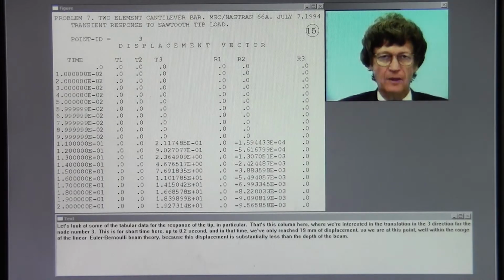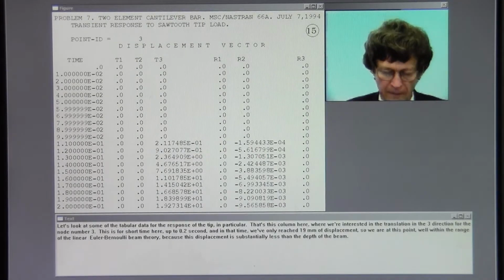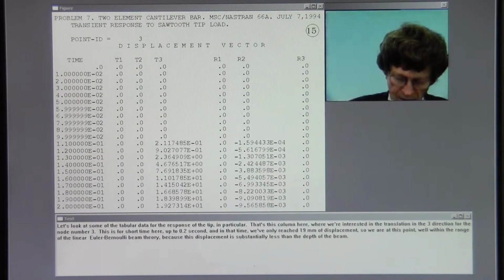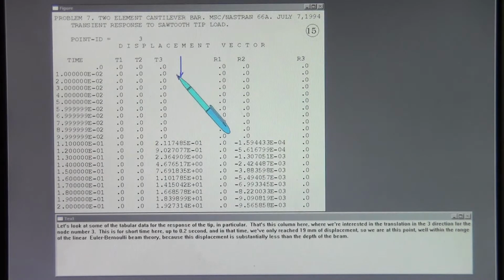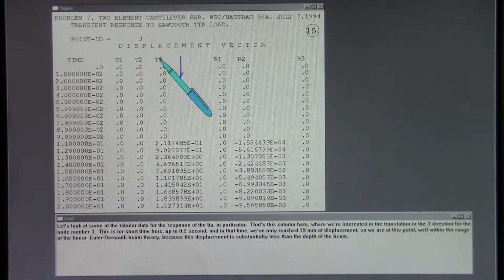Let's look at some of the tabular data for the response of the tip in particular. That's this column here where we're interested in the translation in the 3 direction for the node number 3. This is for short time here up to 0.2 of a second, and in that time we see we've only reached 19 millimeters of displacement. So we're at this point well within the range of the linear Euler-Bernoulli beam theory because this displacement is substantially less than the depth of the beam.